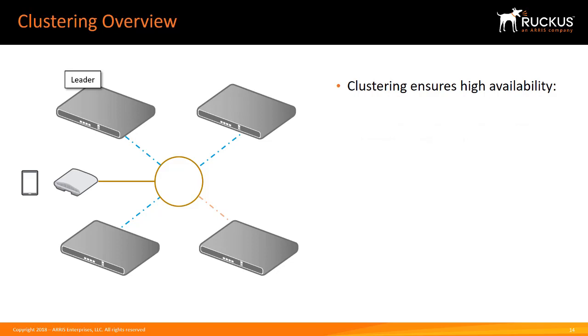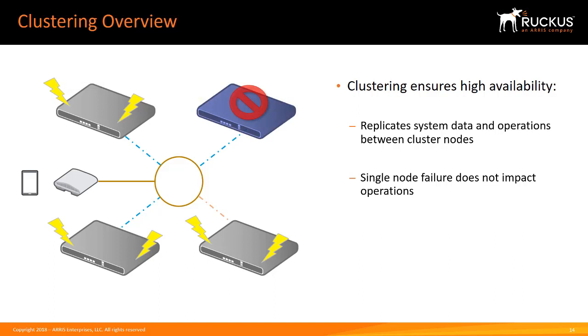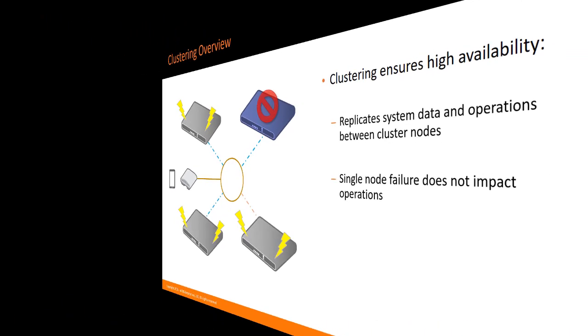Controllers replicate system data and operations between the cluster nodes. And because the data exists on multiple controllers, a single node failure doesn't impact operations. Within a cluster there's always a designated leader. The leader's function is to manage replication and backup functions, and a detailed look at this is beyond the scope of this course. However, you should understand how to identify the leader as it relates to cluster redundancy, and we'll show you how to identify the leader later in this module.